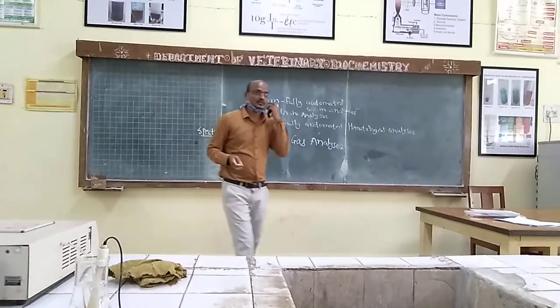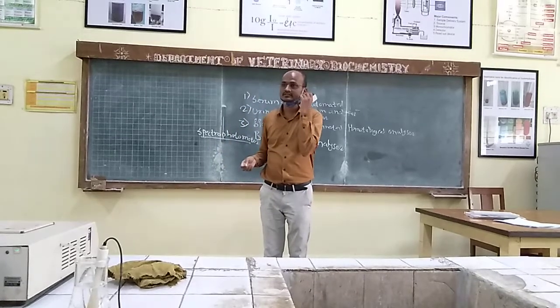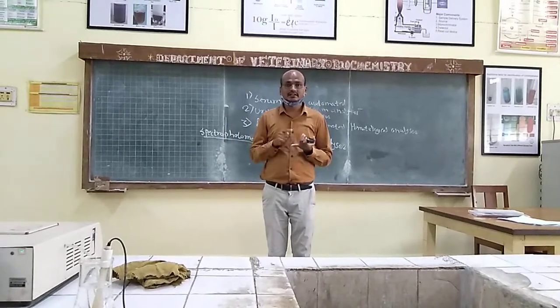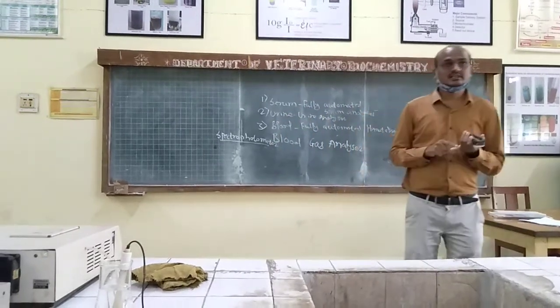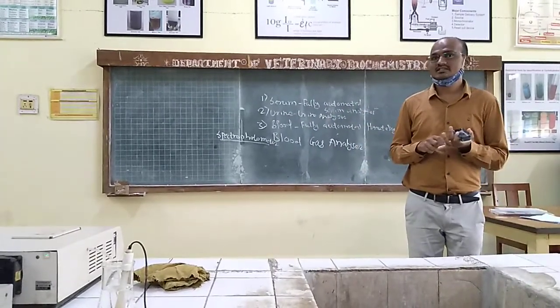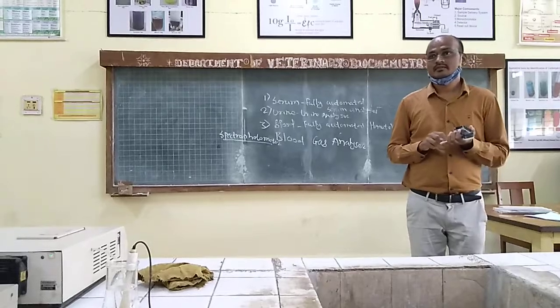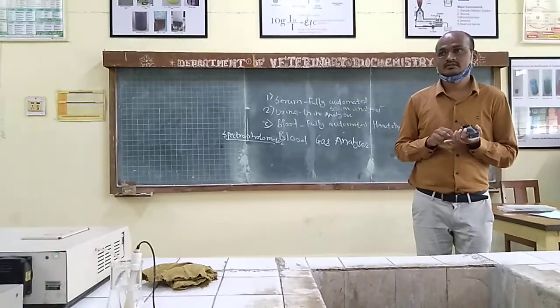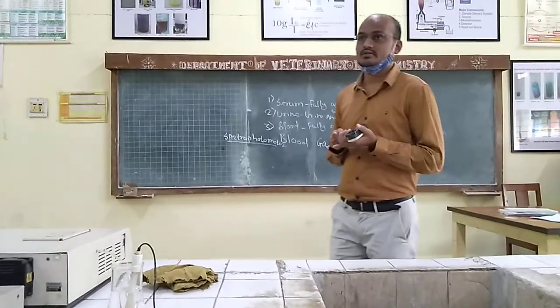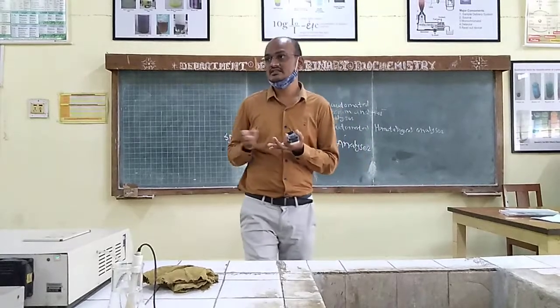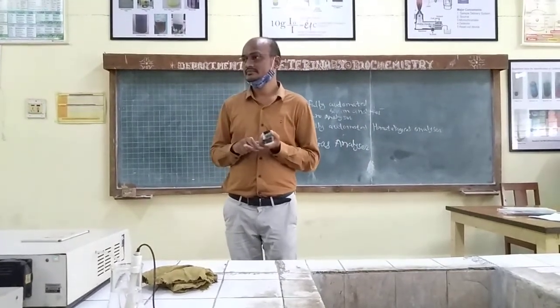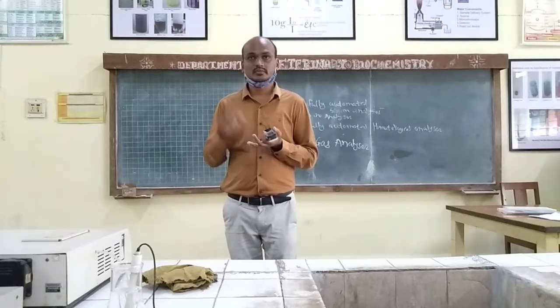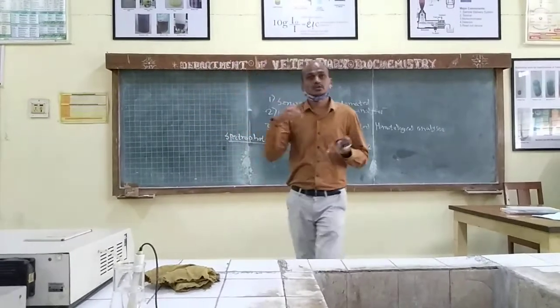So what parameter do we study in the hematology analyzer? RBC, WBC, platelet count, MCV. What is MCV? Mean corpuscular volume. Mean corpuscular hemoglobin, MCH, hemoglobin, right? So likewise parameter.